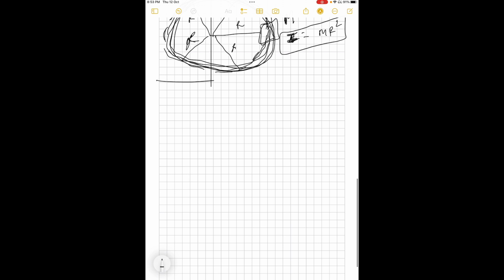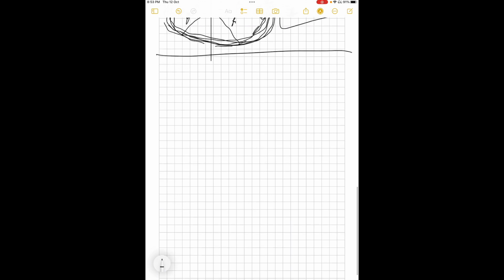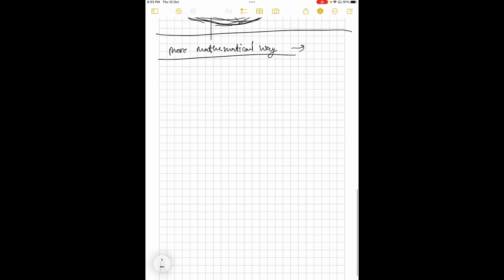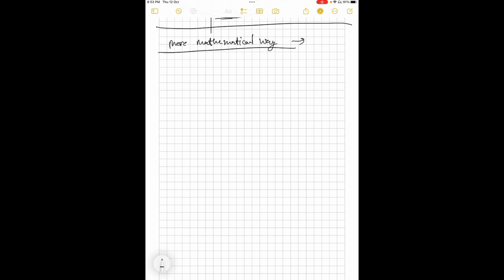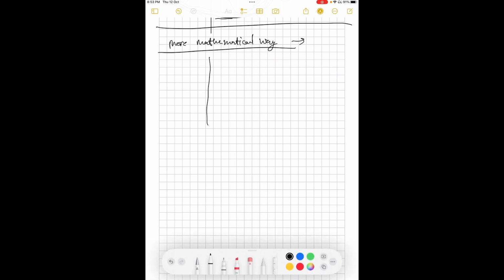Let me go in a more mathematical way. This is the more mathematical way. So you will get to know why it is more mathematical. It is beautiful, but still mathematical.